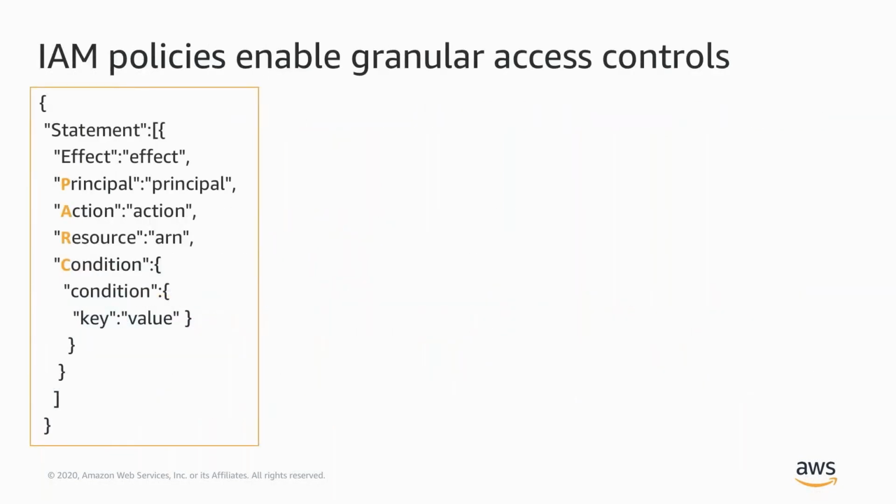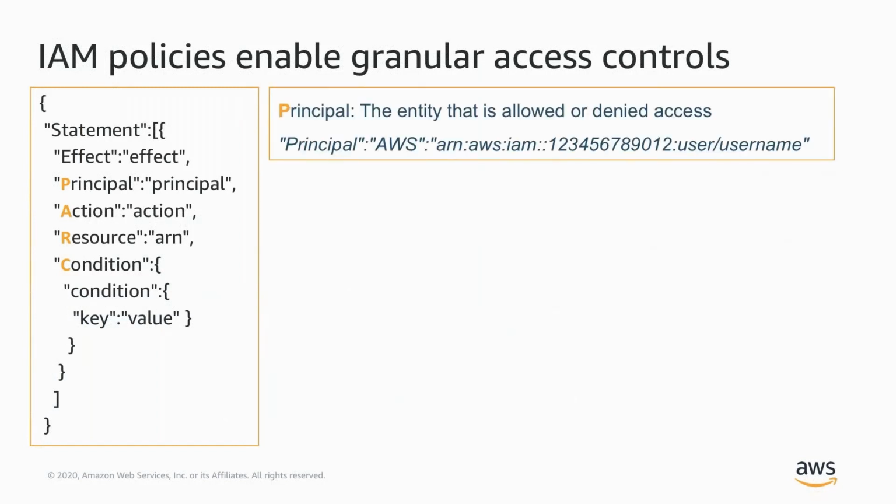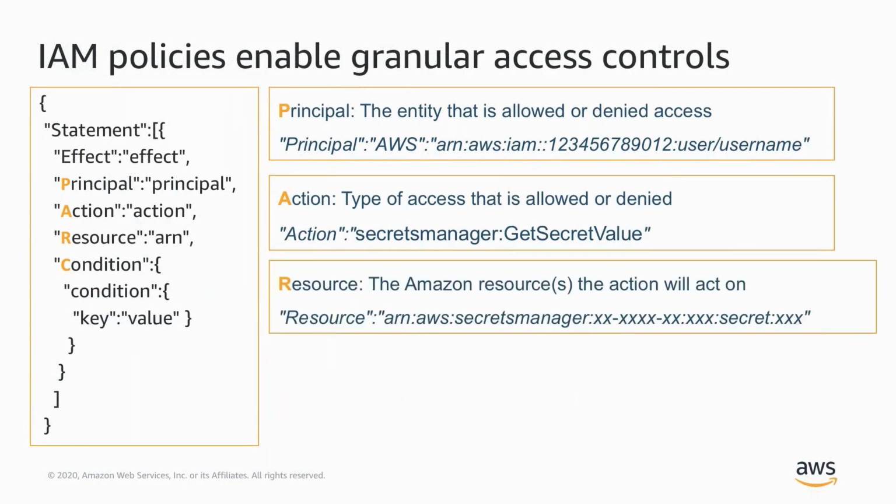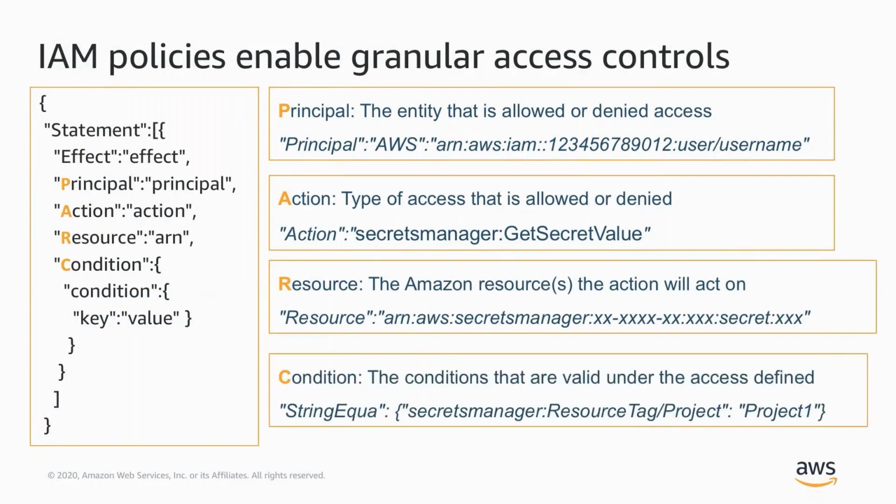Let's see how a policy is composed. IAM policies operate in what we call the PARC model. Principal, who is doing the action. This can be a user, a role, or an AWS service, such as Lambda or an EC2 instance, for example. Action, what the principal is allowed or denied to do. Resource, on what resource the action can operate. And condition, when to allow and when to deny an action based on conditions and context.